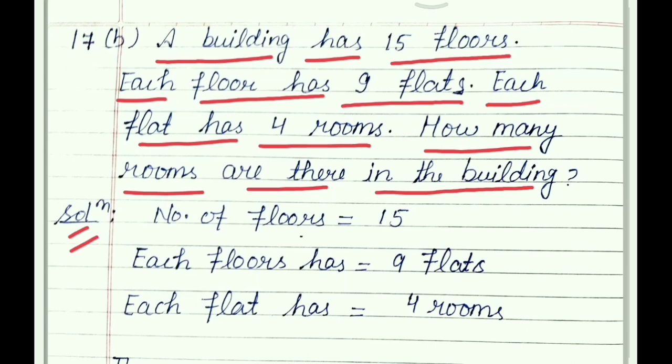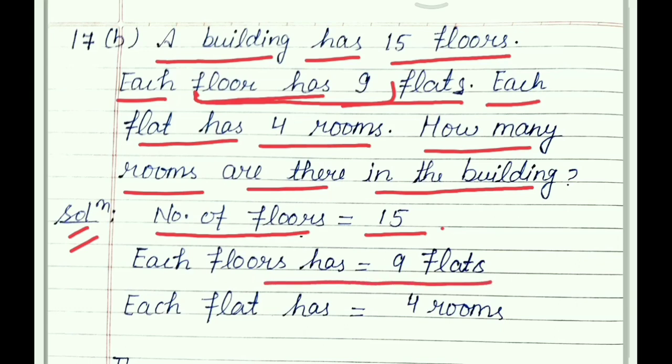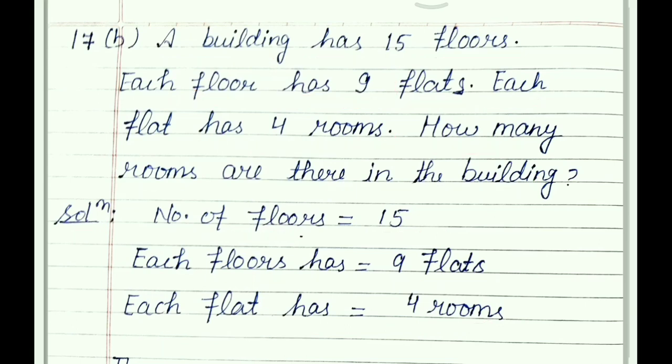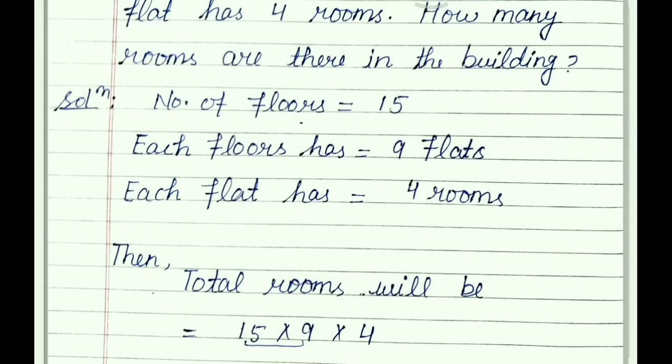A building has how many floors? 15 floors. So the number of floors given is 15 only. Okay, number of floors is equal to 15, and each floor has how many flats? 9. Each floor has 9 flats. Then after, each flat has how many rooms? 4 rooms. Then each flat has 4 rooms. Clearly you can see. Okay, so after that, how many rooms are there in the building? Then how many rooms will be in the building? Okay, so total rooms in the building.